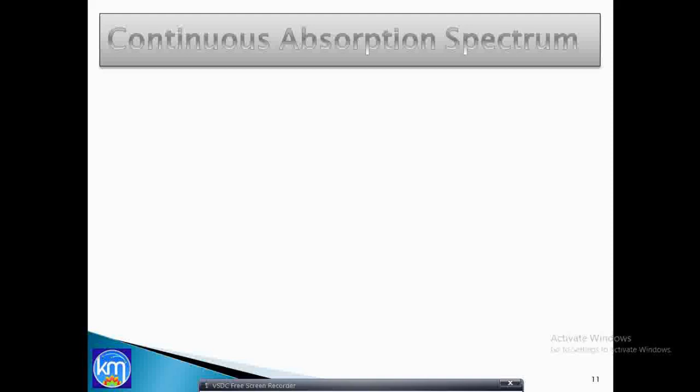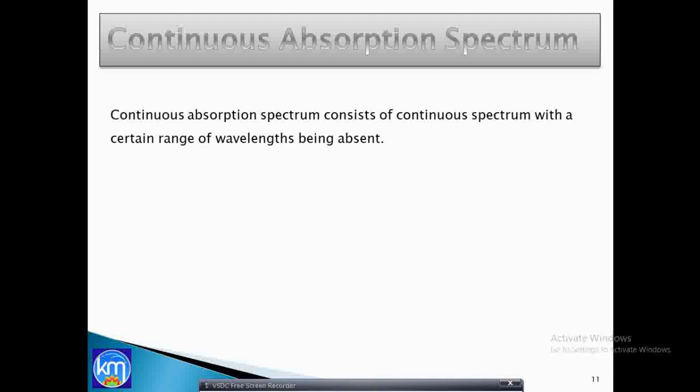White light consists of seven colors: VIBGYOR, violet, indigo, blue, green, yellow, orange, red. Continuously it is absorbing the wavelengths from violet, indigo, blue, green, yellow, orange, and only red color is left off. Therefore that particular red color glass appears red in case of white light, because continuously it is absorbing all the wavelengths except the red color. Continuous absorption spectrum consists of continuous spectrum with certain range of wavelengths absorbed. It may be one color or many colors. Hence we get the continuous absorption spectrum.